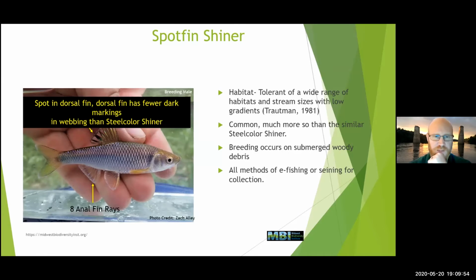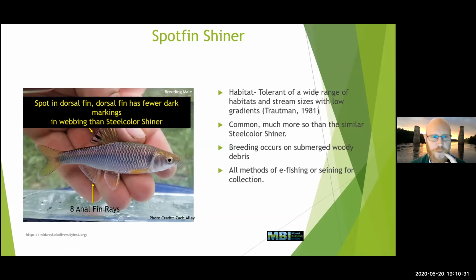So spotfins. These guys are pretty colorful when they're in breeding color. They'll get these tubercles on their heads. You can see in this photo, they're kind of small. They're the little bumps. And they'll have this black spot on the back side of their dorsal fin. The only other fish that has this in Ohio is the steelcolor shiner, and we'll talk about that one next. They look extremely similar.